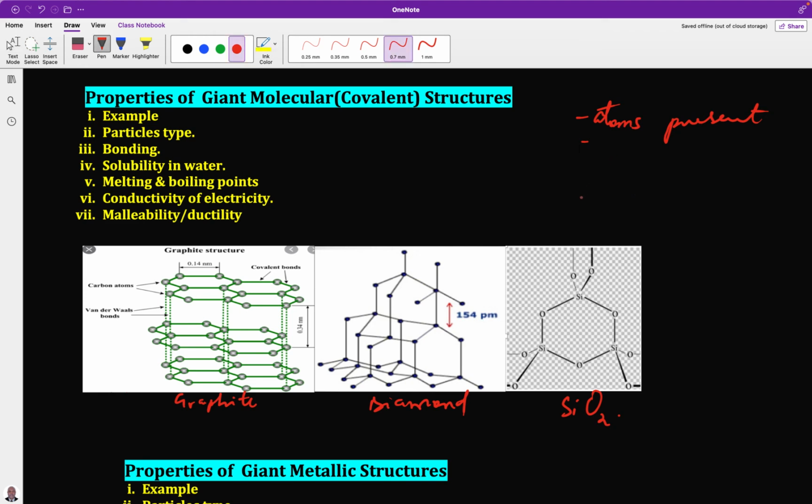Then what type of bonding is occurring in this giant molecular structure? The type of bond you can expect to see in a giant covalent structure is strong covalent bonds between atoms. Between atoms, they share electrons; they contribute electrons for sharing. So the bonding here is covalent bonds between atoms, and they are strong covalent bonds.